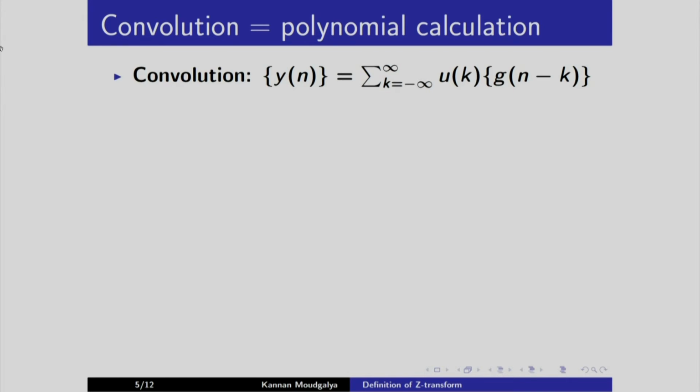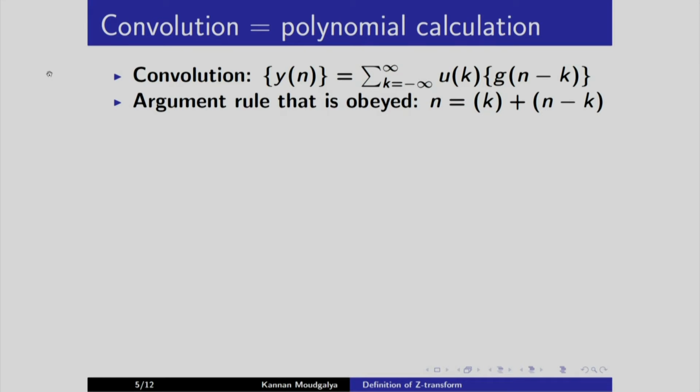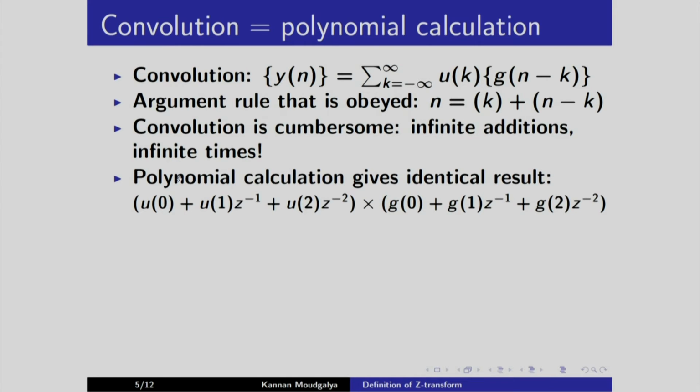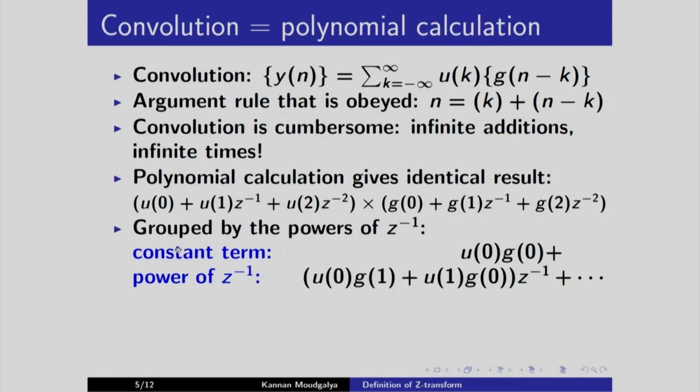So convolution is polynomial calculation. This is convolution. Recall the argument rule. As I mentioned earlier, convolution is cumbersome. It has infinite addition, and you have to do this infinite times. We showed that polynomial calculation also gives identical results. We checked it by comparing the coefficients of the constant term, power of z power minus 1, and so on.